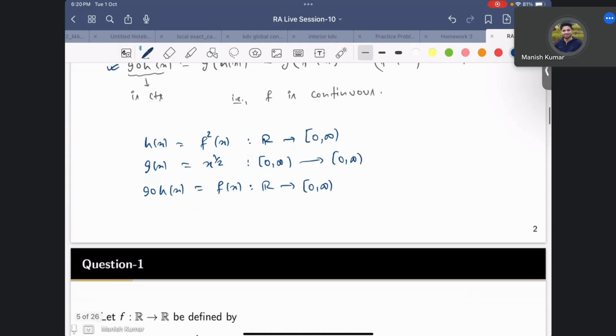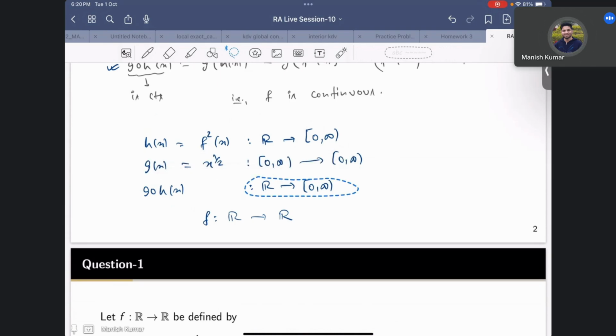Can you see it? Yes, sir. But my initial f is from R to R, let's say. So these two functions are different. So maybe I can say this is how to write this, just a second. But you understand this function. Okay, so let me write it in this way, then I think it should be proper.